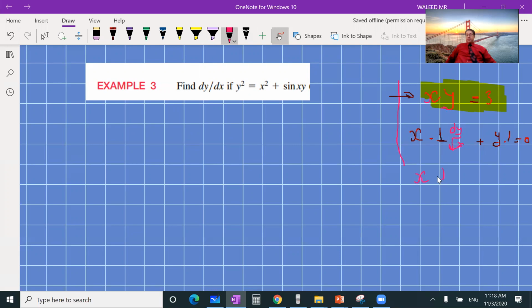And now keep the part dy over dx here, and the equals 0 minus y is negative y. What is dy over dx now? Negative y over x. Did you understand? Yes. Okay.